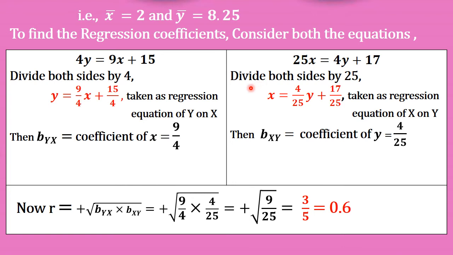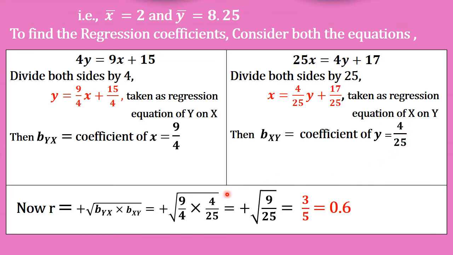Divide both sides by 25. We will get x = (4/25)y + 17/25, which is taken as the regression equation of x on y. Then bxy, that is the regression coefficient of x on y, is the coefficient of y in the equation, that is equal to 4/25.